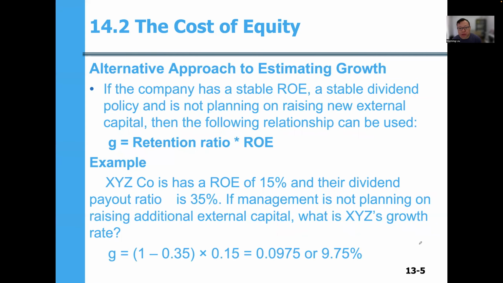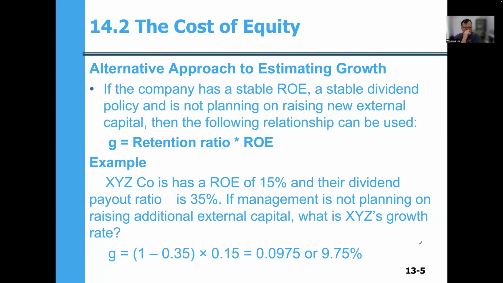An alternative approach to estimate the growth rate is to use the retention ratio and return on equity. If a company has a stable return on equity, ROE, and a very stable dividend payout policy, the same over the years, and they are not planning on raising new external capital, then the growth rate can be calculated by retention ratio times ROE, return on equity.